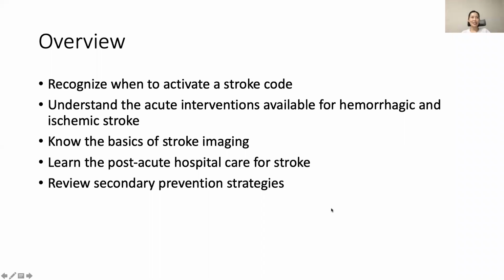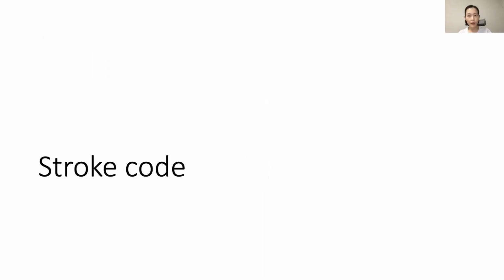So today we are going to go over when to activate a stroke code. I'm going to talk a little bit about acute interventions for hemorrhagic and ischemic strokes, basics about stroke imaging, and then post-acute hospital care and secondary prevention strategies. So, starting with a stroke code.